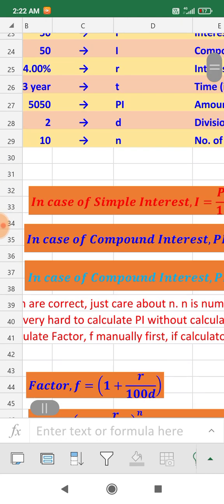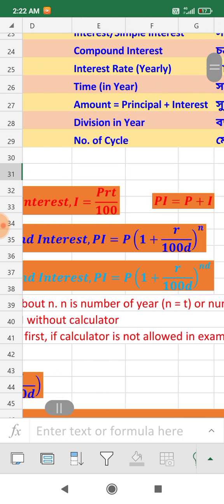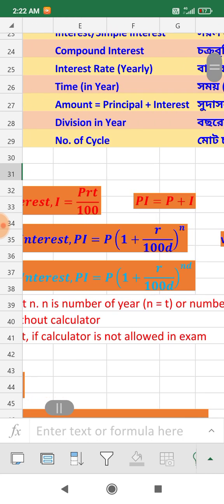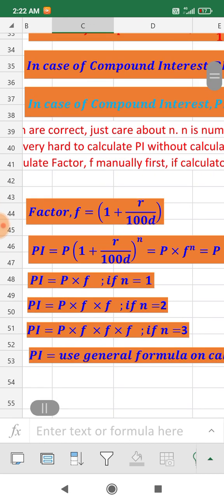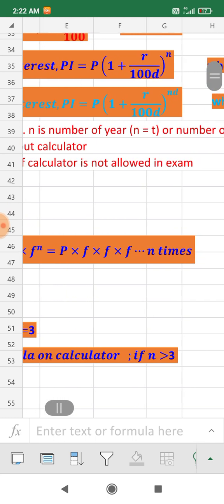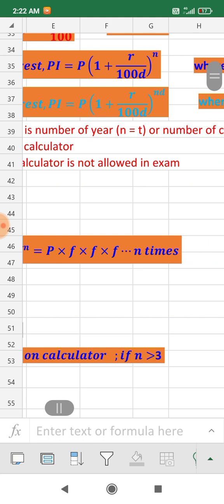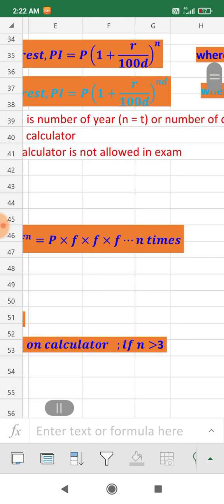Now I am coming to the formula. We know this formula. In case of simple interest, this is the formula, we already know this. Now in case of compound interest, we have two types of formula. Some books refer to the first equation, some books refer to the second equation. Both equations are exactly the same. No difference.